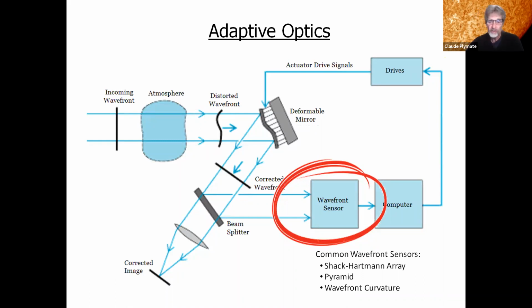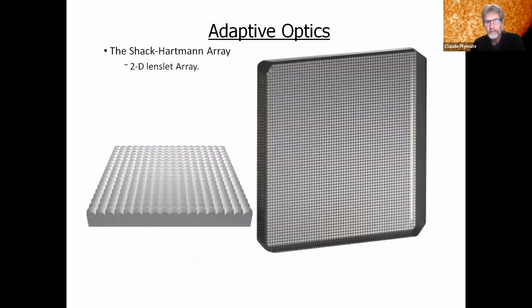Now, there are a few different types of wavefront sensors that go by names like Shack-Hartmann array, pyramid, and wavefront curvature. But the only wavefront sensor I have direct experience with, and as far as I know by far the most common type, is the Shack-Hartmann array. What is a Shack-Hartmann array? It is an array of small lenslets, a small lenslet array in a two-dimensional arrangement.